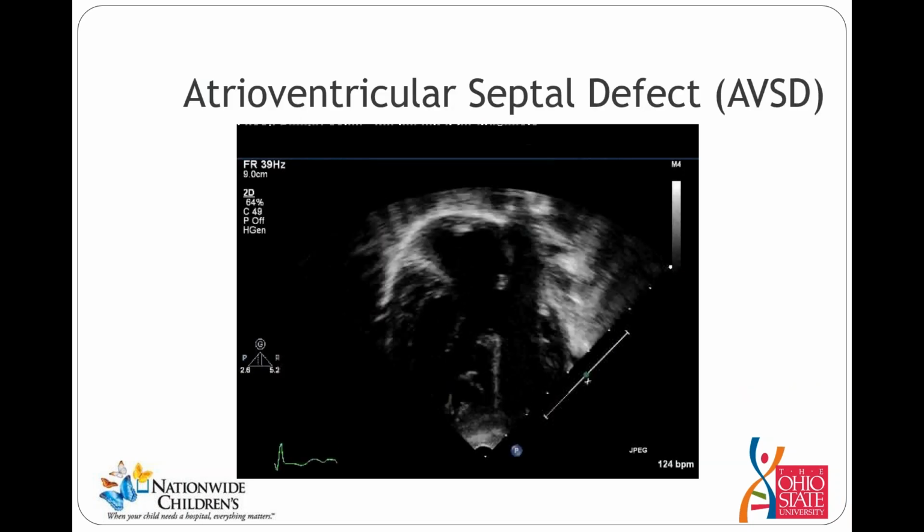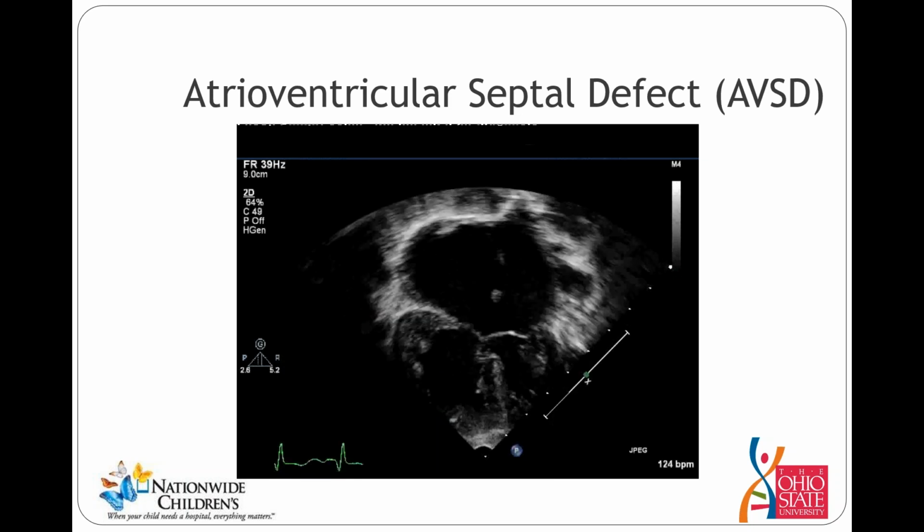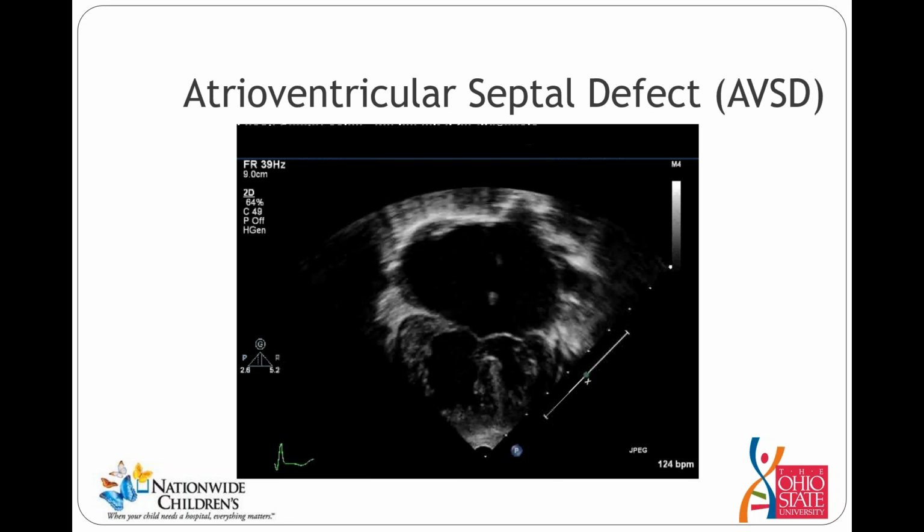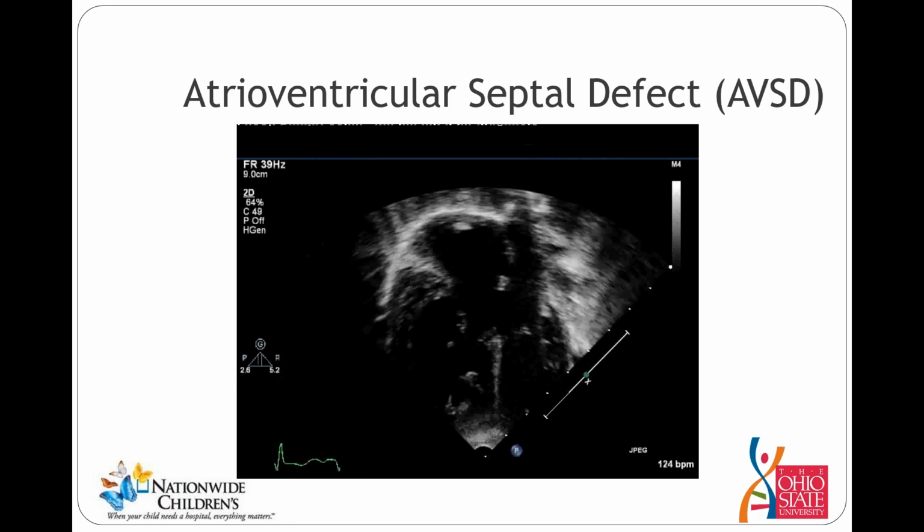So this is an echo of an AVSD. You can see this patient also has a secundum atrial defect. Obviously not the picture you would diagnose that in, but there is one in this patient, a large primum and a small VSD.